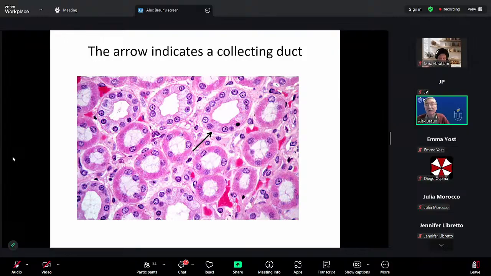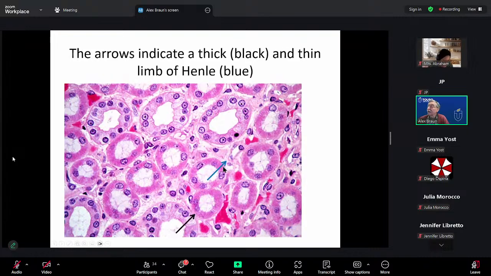They could be thick limbs. So here's a thin limb of Henle. This blue arrow is pointing towards a thin limb of Henle. It kind of looks like a capillary with a thin layer of epithelial cells facing the lumen. These are just thin squamous epithelial cells, but there is no blood in the lumen. Therefore, this is thin limb of Henle, lined by squamous epithelial cells, with no blood in the lumen.